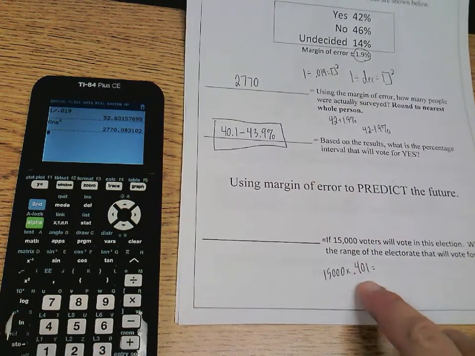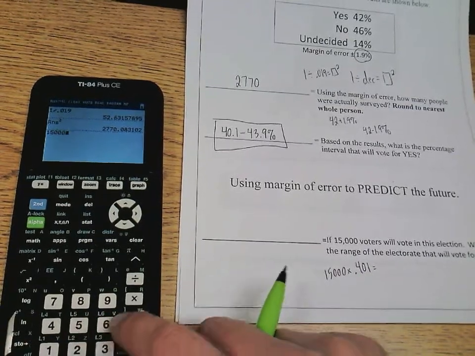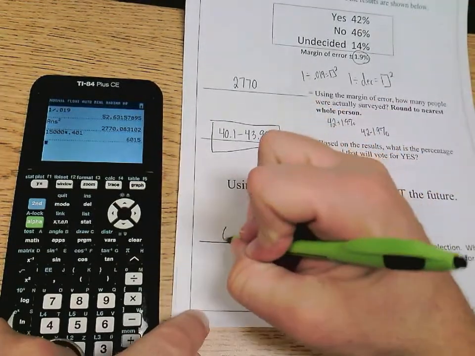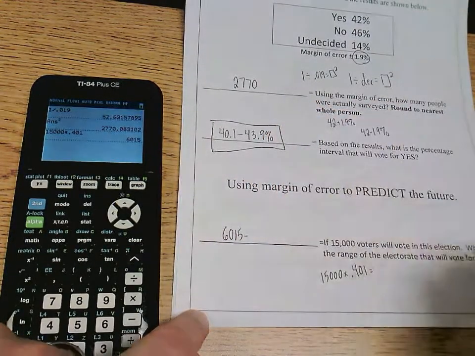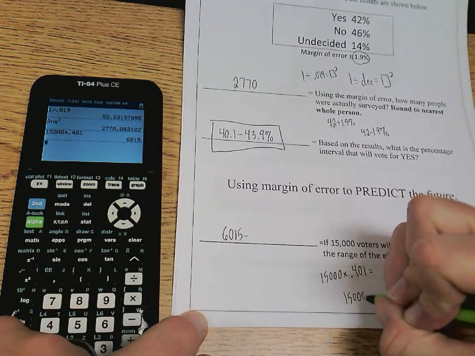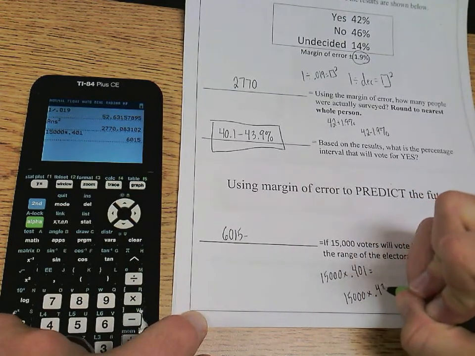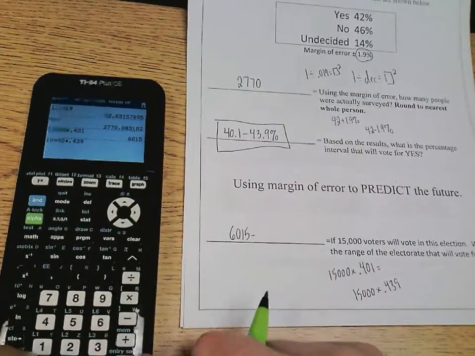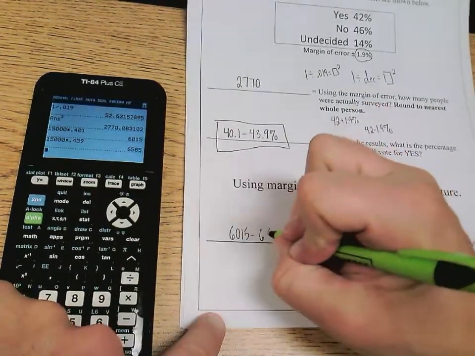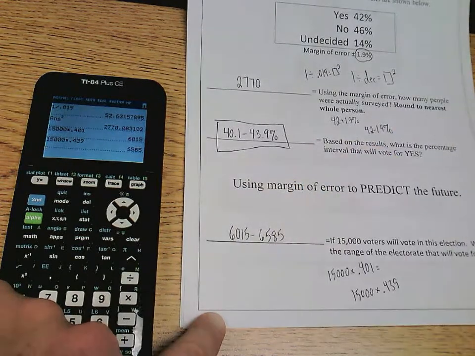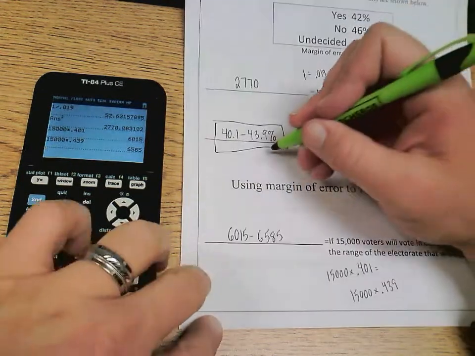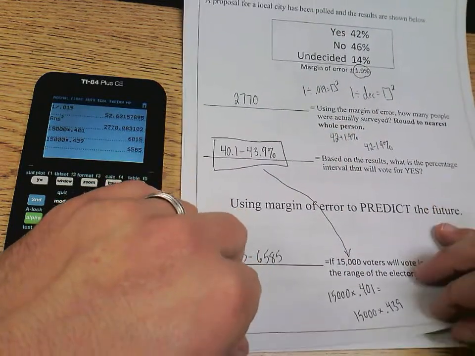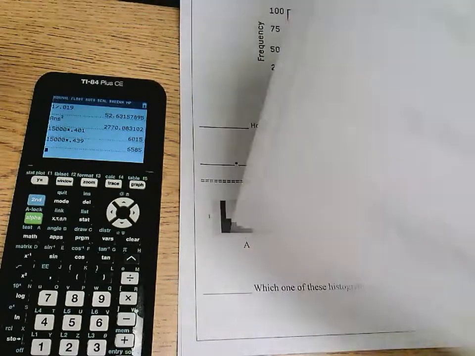So 15,000 times 0.401. That gives me a low end of 6,015. And then 15,000 times 0.439 gives 6,585. All right. So remember, take the previous answer, multiply it by whatever number happens to be in the situation. All right. There we go.